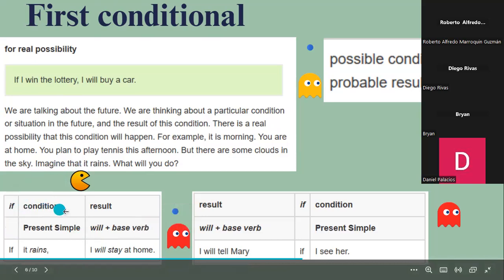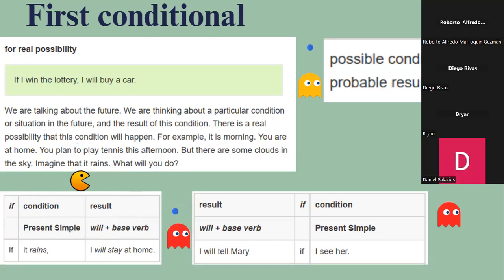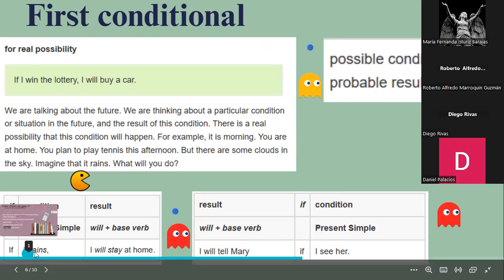Okay, and then we have here the condition and the result to answer this question. Please continue, Brian. Okay. If the condition, the result, the present simple, will plus the base verb. And if it rains, I will stay at home. And then it says the result if condition will plus the base verb, present simple. I will tell Mary if I see her. Thank you so much. Good job. And we are just missing this possible condition. It may rain, so probable result. If it rains, I will stay at home.